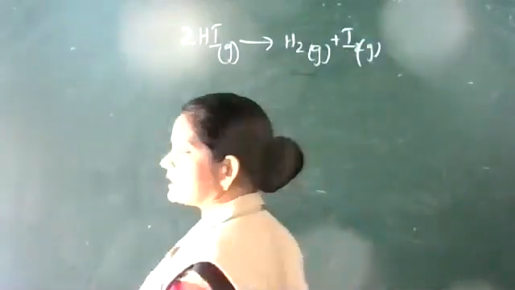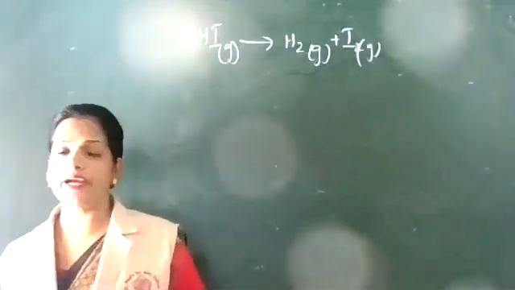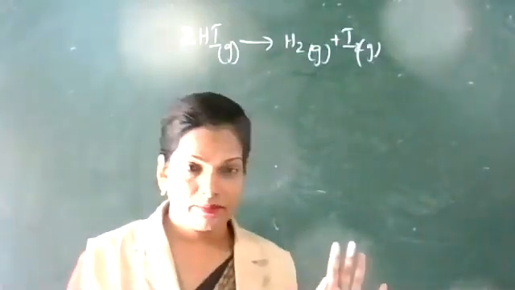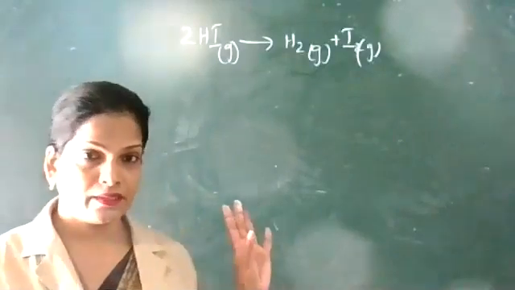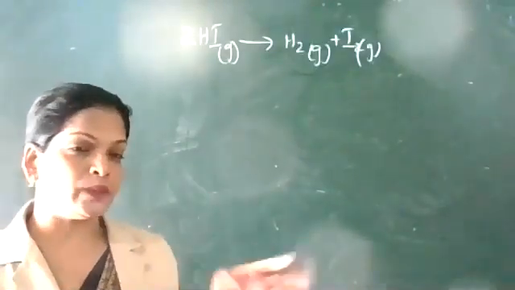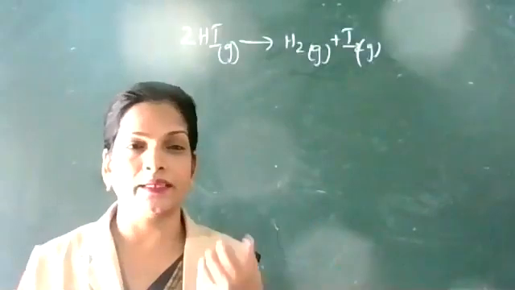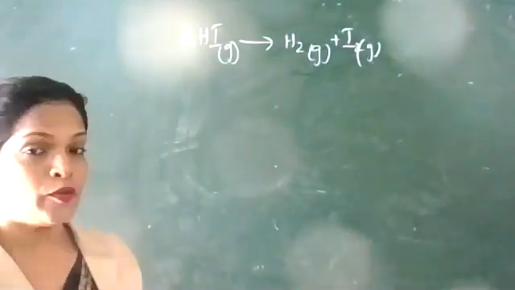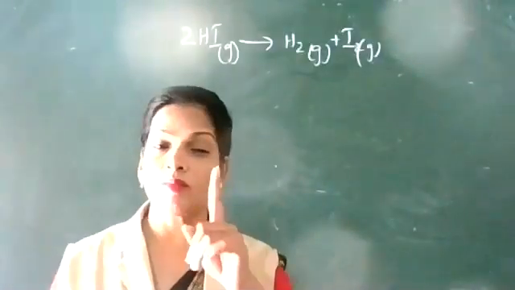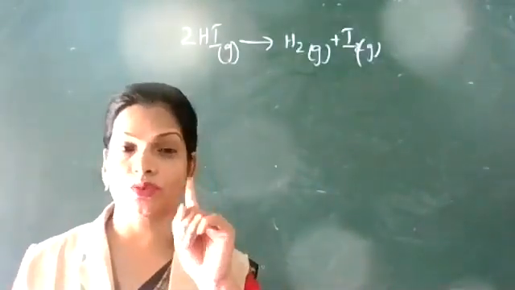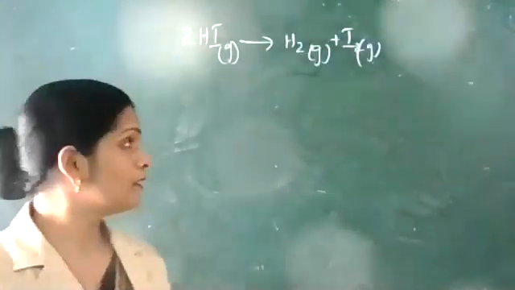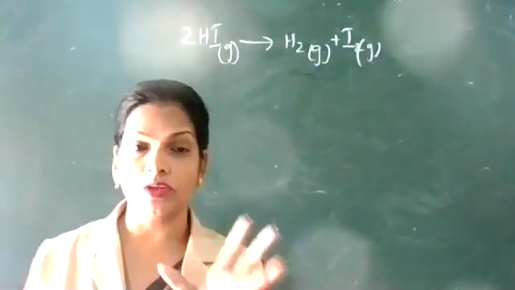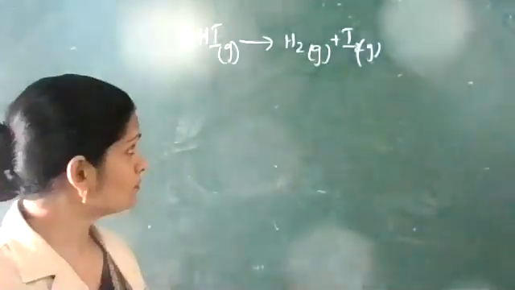You see, HI is getting decomposed to form H2 and I2. At a time, two molecules of HI are disappearing. Disappearance means 2HI, 2HI, like that. The disappearance is twice in terms of HI. Formation, if you talk in terms of hydrogen, is one molecule of H2. If you talk in terms of the product I2, that means one molecule of I2.